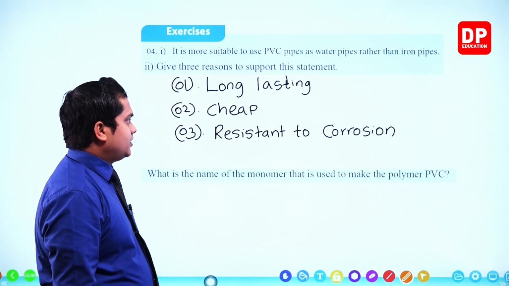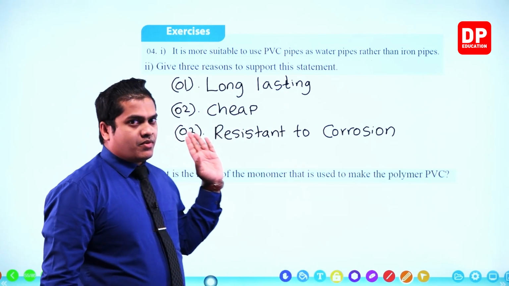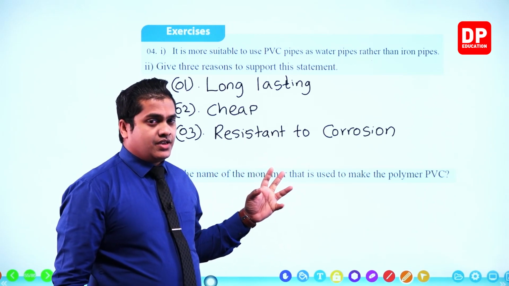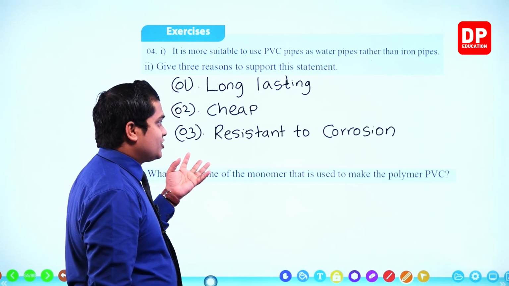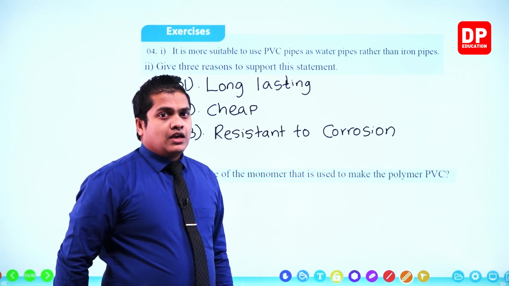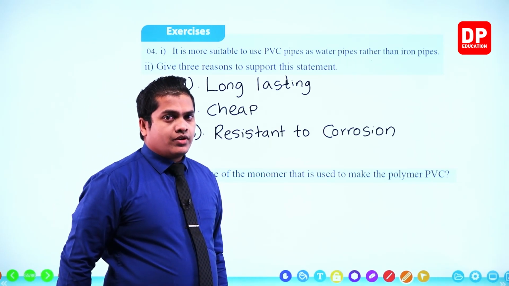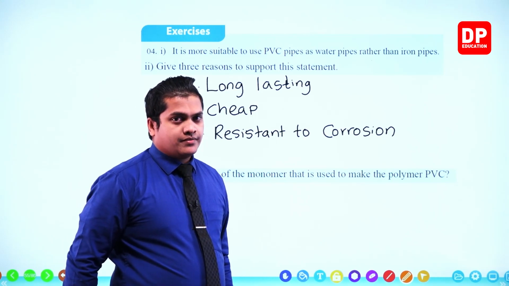Resistant to corrosion, right? So number 1 is PVC is long lasting. Number 2, it is very cheap. And the third one, it is resistant to corrosion. You know that iron has the ability to corrode, but however PVC is not, right?